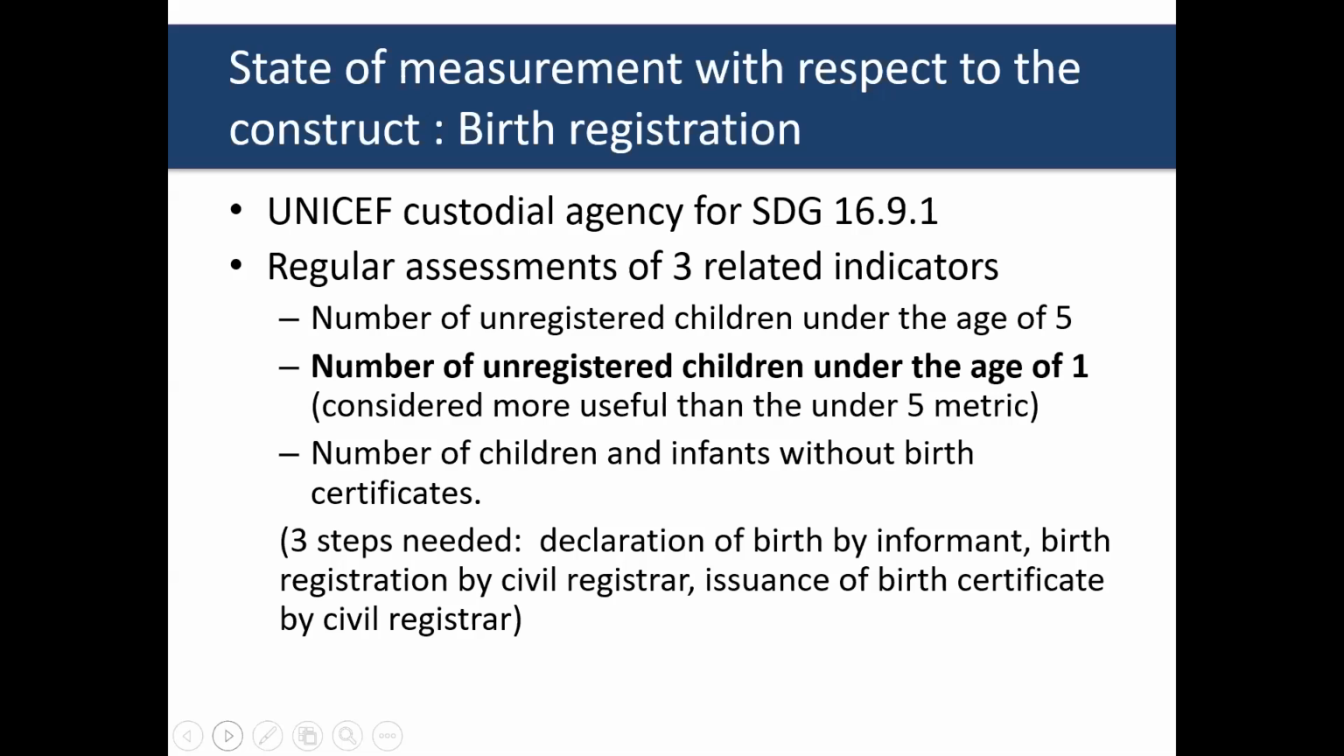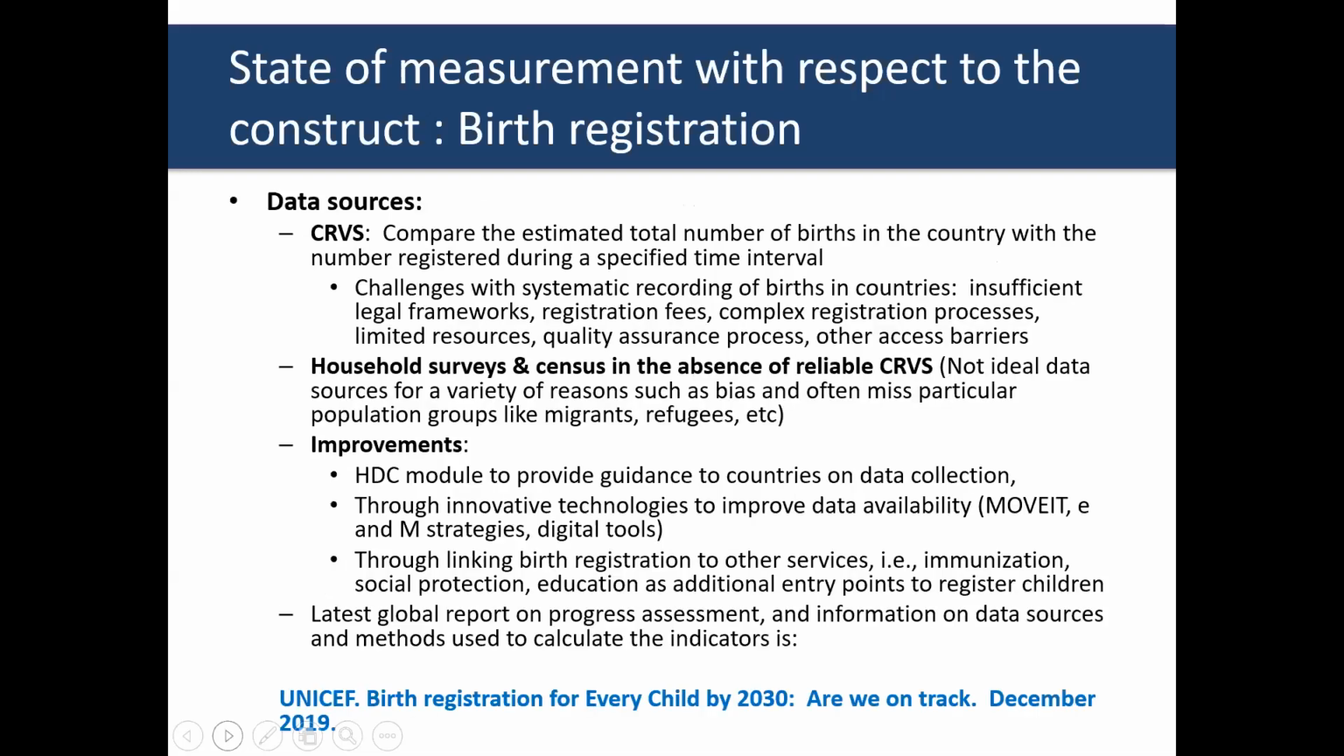I think you've seen in other presentations the steps that are involved with birth registration and the eventual issuance of a birth certificate. So there are 3 steps. The first is having the midwife or someone declare the birth happened. Then there's the birth registration step by the civil registrar, and then after that is the issuance of the birth certificate. In terms of data sources, I've listed them all here on the slide.